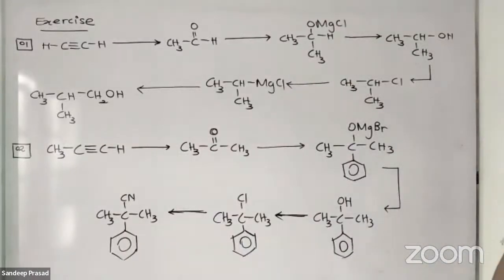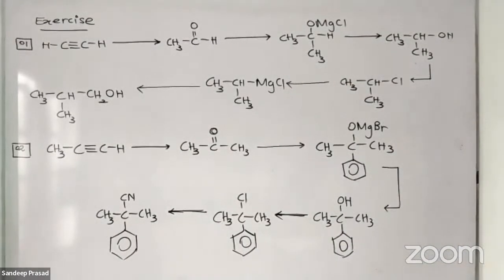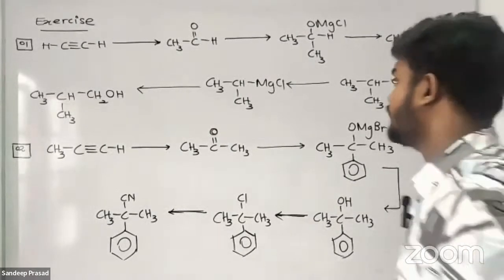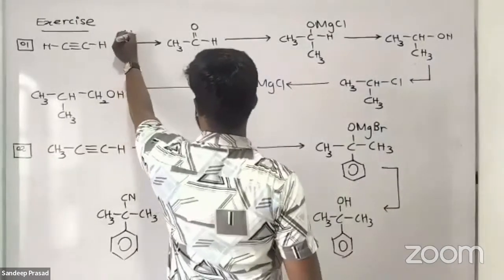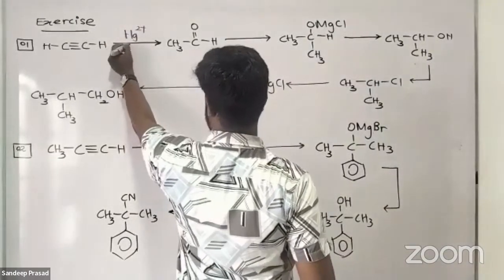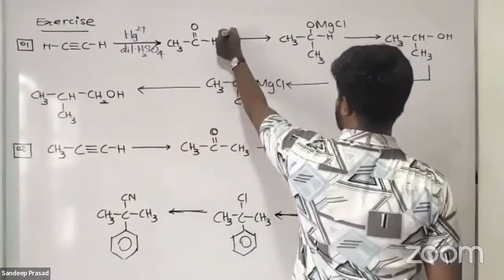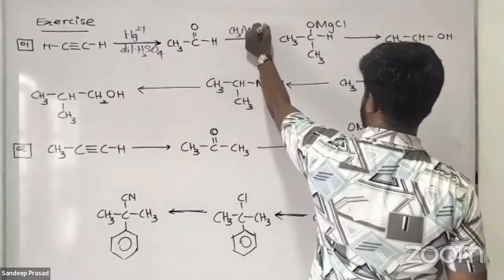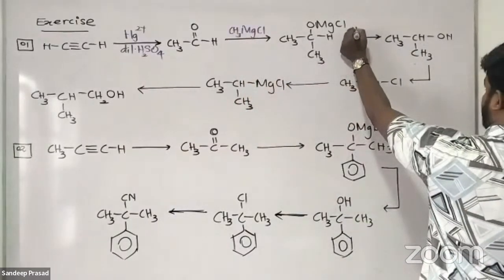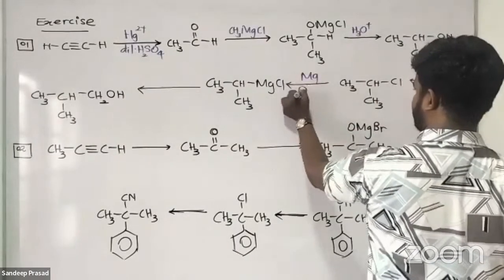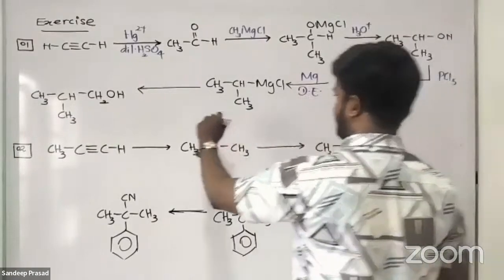In this way. Second one. Okay. Quickly do it. First one. Just now we learned the reaction. Mercuric cation, diluted sulfuric is added. And here CH3MgCl is added. H3O+ is added. PCl5, magnesium diether.